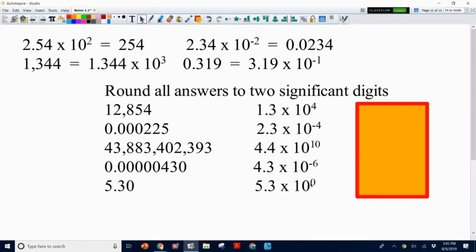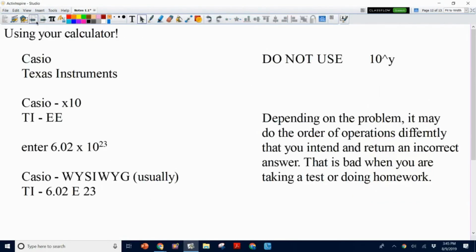Because 10 to the 0 power is 1. 1 times any number is itself. So that's how you would write it in scientific notation. It really doesn't make sense to rewrite this number in scientific notation. It's just a rule. Okay, so that does it for this video.